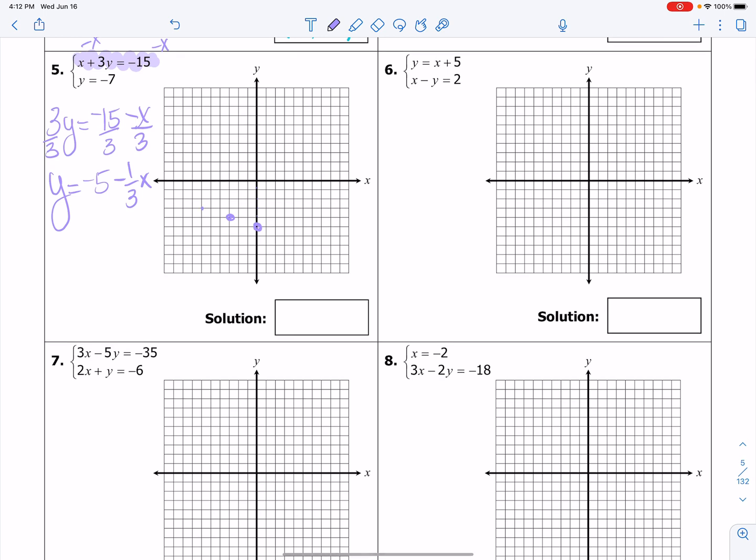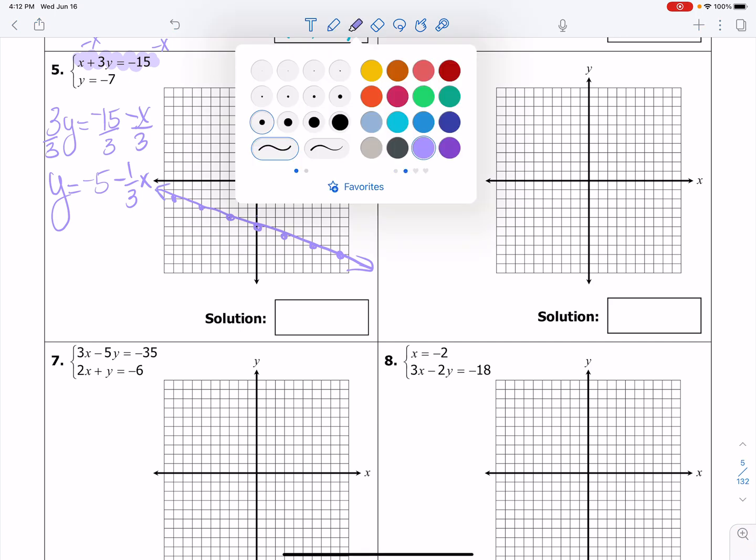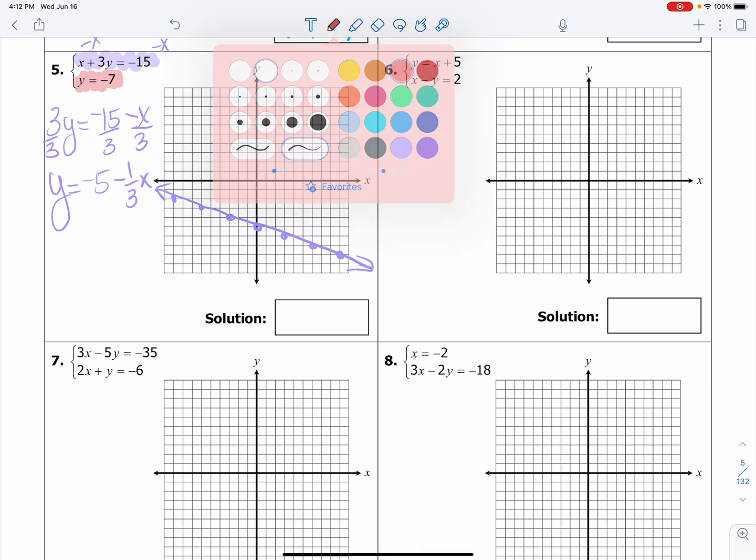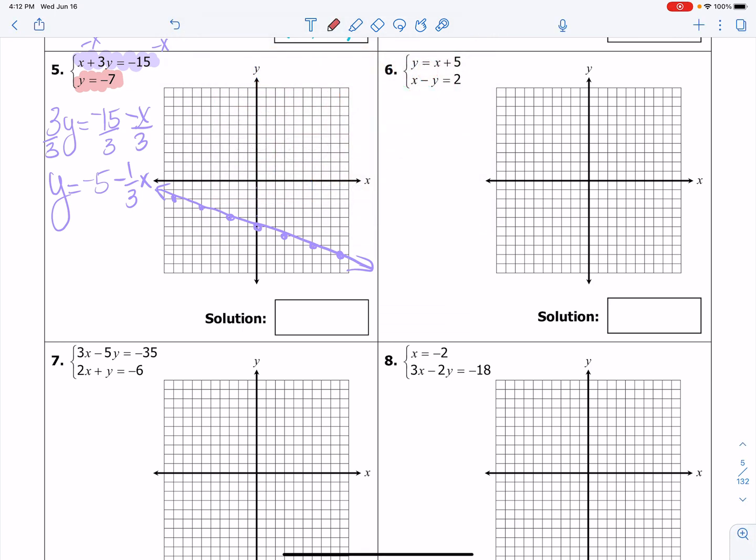Up 1, back 3, down 1, forward 3, down 1, forward 3, down 1, forward 3. So here is my purple line. Now, we have to go back to last unit. If I do this one in pink, the y equals -7, that has a 0 slope. So that is a flat line. So I'm going to go down to 1, 2, 3, 4, 5, 6, 7 on the y-axis, and I'm going to make a flat line.